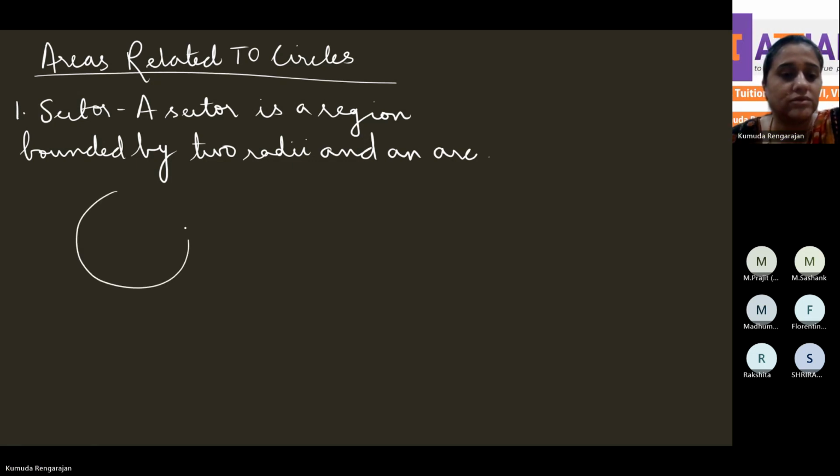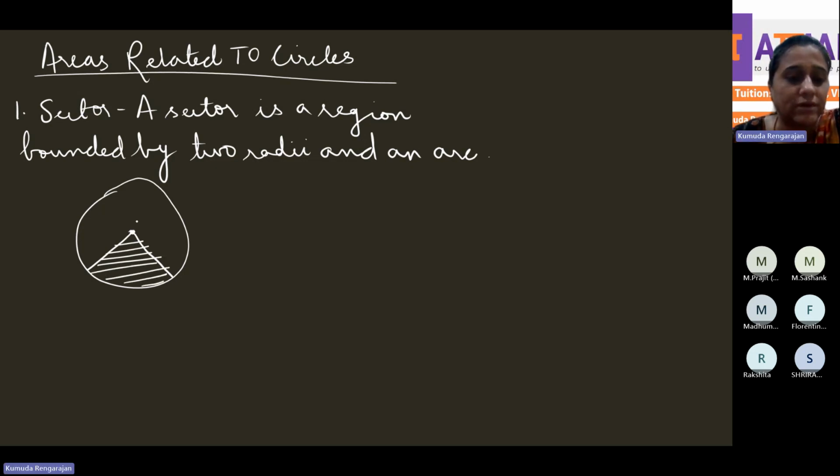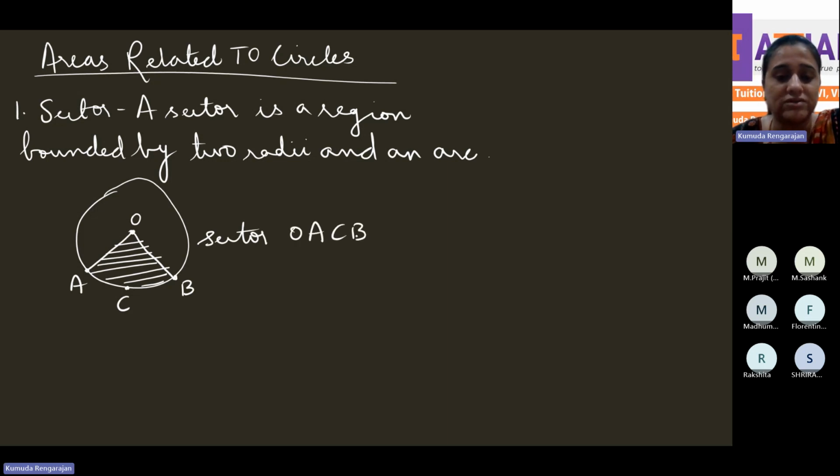All right. So circle, center. Now this region is called a sector. Now let's name it. The center of the circle O, this point on the circumference A, this point on the circumference B. And you can take any point in between on this arc AB. So you can just mark off a point like this, C. So now this shaded region is called sector OACB, not BC, sorry, OACB. The shaded region is a sector OACB.